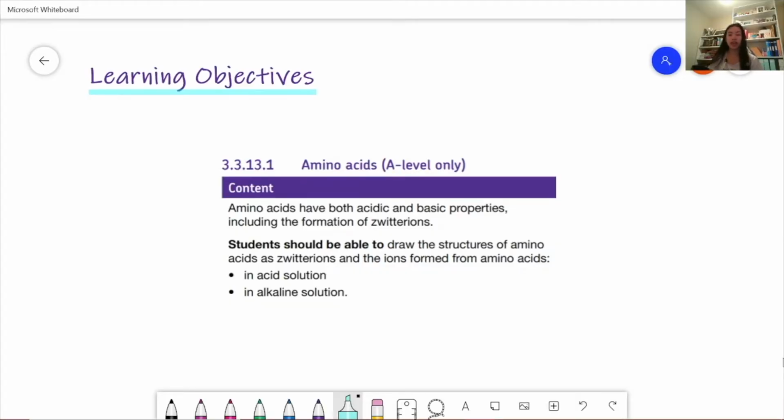Here are today's learning objectives. We're going to look at how amino acids have both acidic and basic properties and the formation of Zwitterions. By the end we should be able to draw the structures of amino acids as Zwitterions and the ions formed from amino acids in acid solution and in alkaline solution.